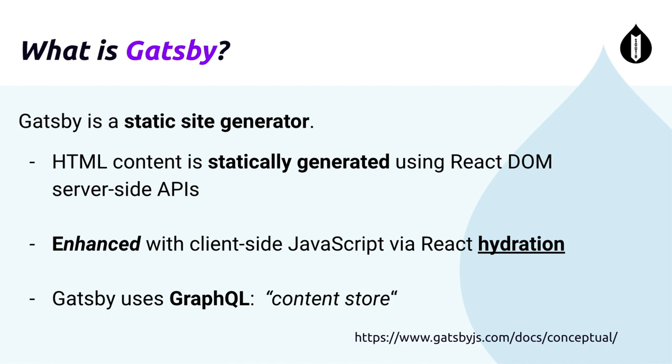And then Gatsby uses GraphQL as a content store that enables page and static queries to declare what data they and their subcomponents need, and then Gatsby makes that data available in the browser to the front end, to your components. I really enjoy using GraphQL. It's super quick, and it only returns what you ask for.